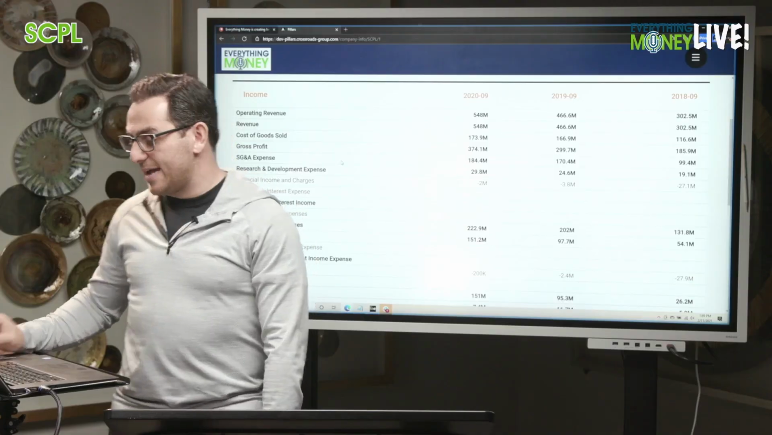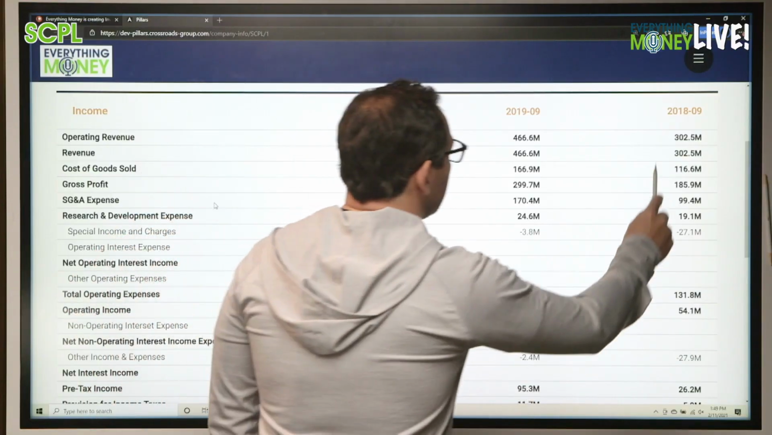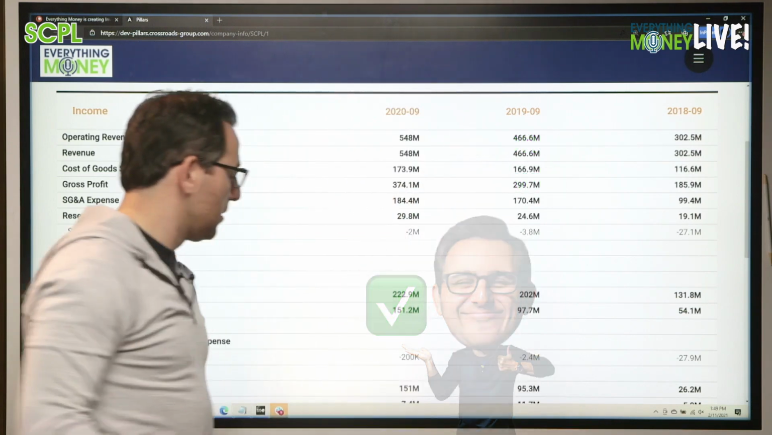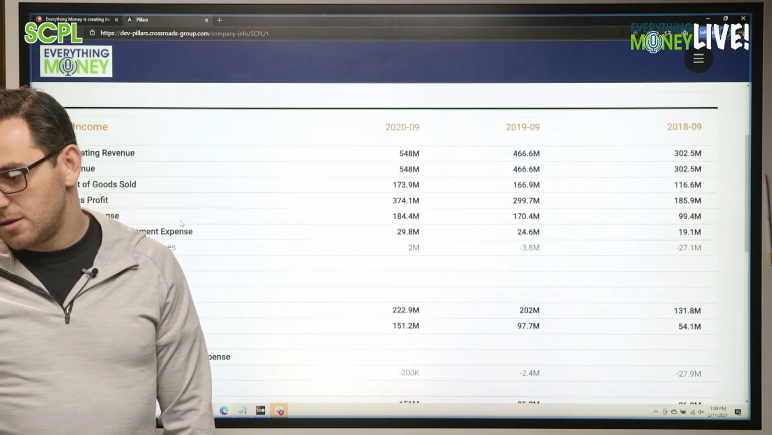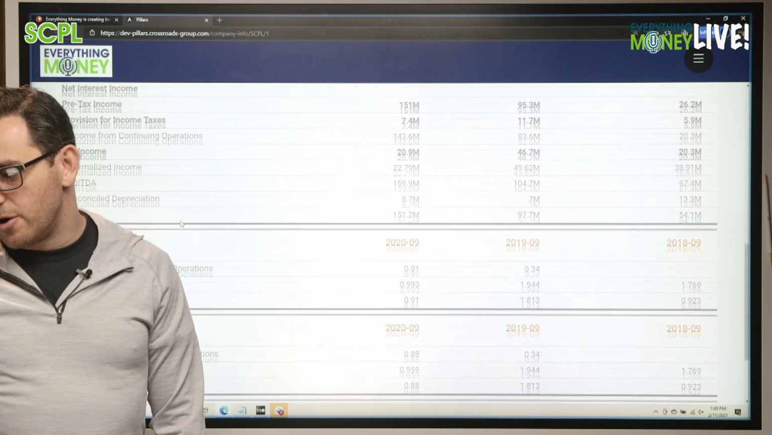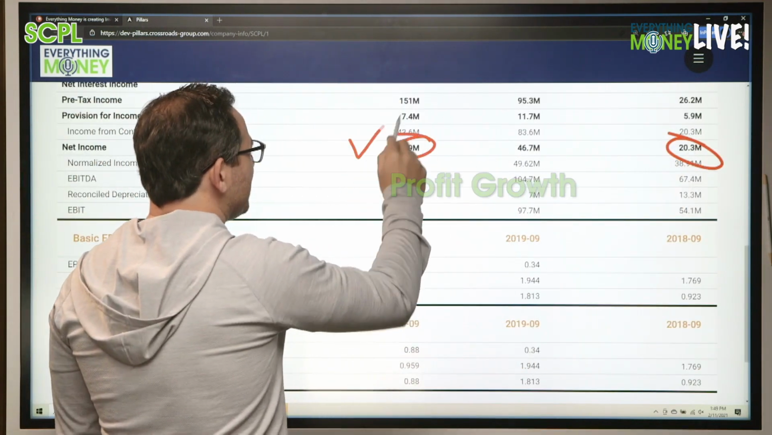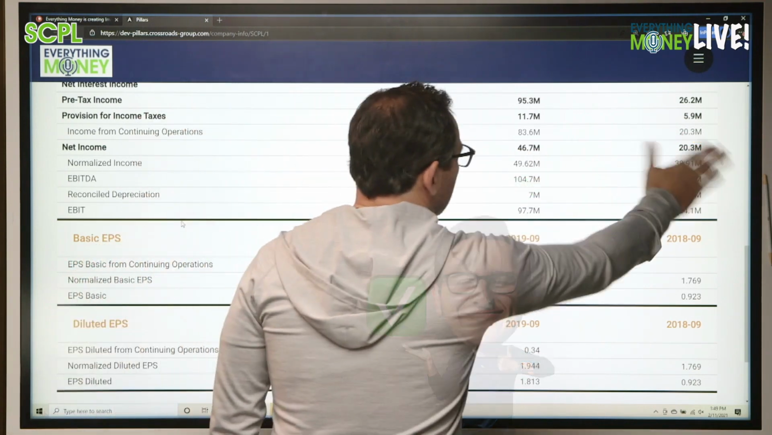Okay, revenue growth over the past 5 years. There isn't even a lot of data here. They've only had 3 years of data. 302, 548. So check mark there. That seems pretty good. How about profit growth, pillar number 4, Paul? Profit growth: 20.3 to 20.9. Barely a check mark there. A little check mark, okay.